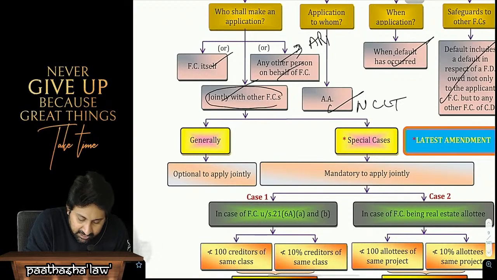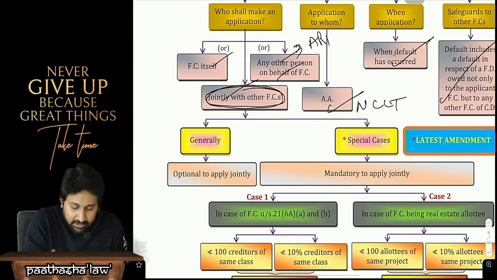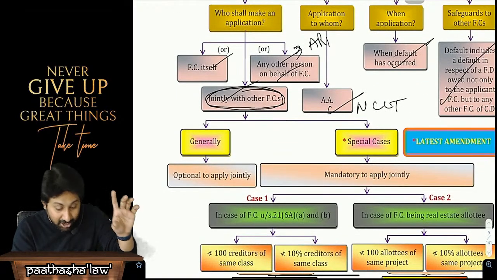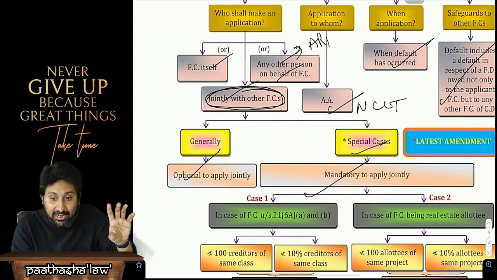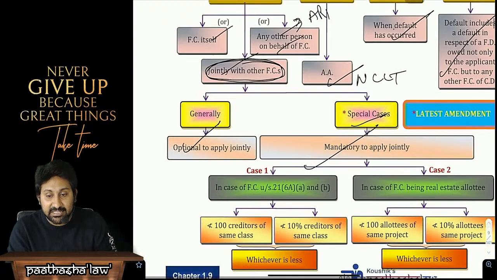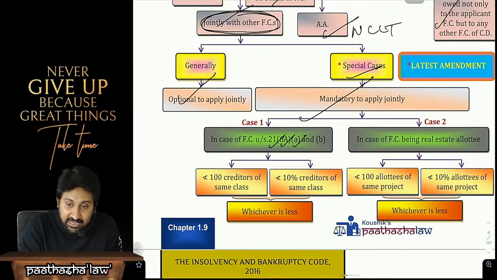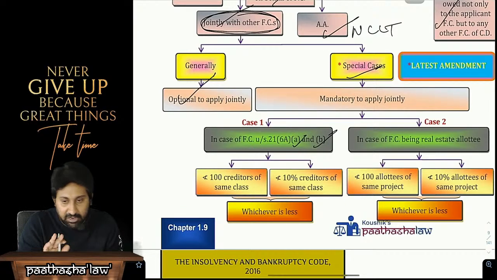Next one, jointly with other financial creditors. Sir, is joint petition optional or mandatory? It is generally optional, but it is mandatory in special cases. In which cases is it mandatory? In section 21, subsection 6A, clauses A and B, it is mandatory. This we will discuss when we come to section 21, not now.